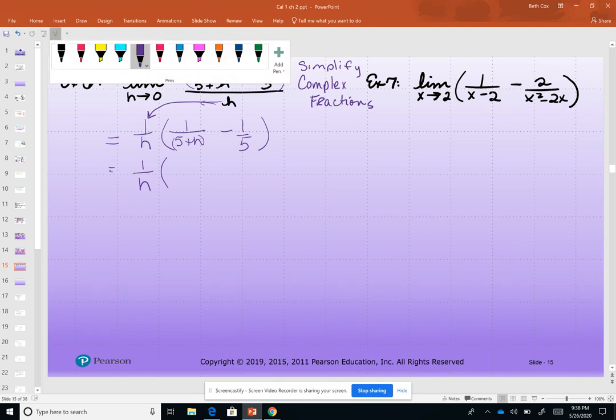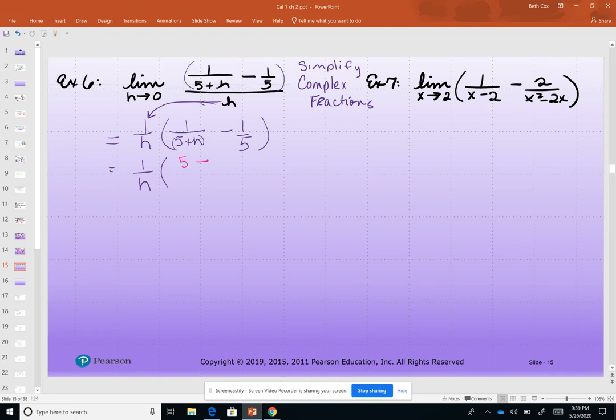Basically I'm going to do the 1 times the 5 minus the 1 times the 5 plus h, all over the 5 plus h times 5. So that's putting those two fractions together. Now let's look and see what we have, and do a little more simplifying. That gives me 5 minus 5, which is 0, minus h. So it'll be minus h on top, 5 plus h times 5 on the bottom. I'm going to remove this parenthesis because it's just annoying.